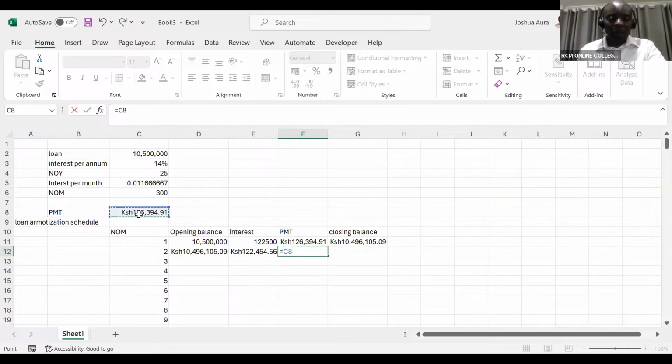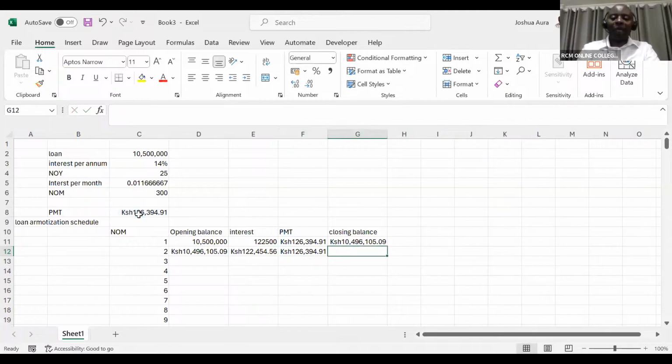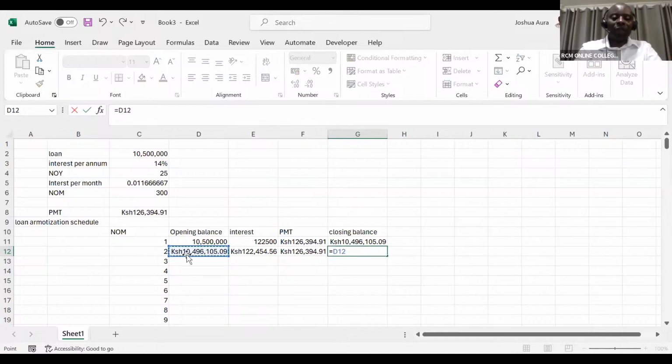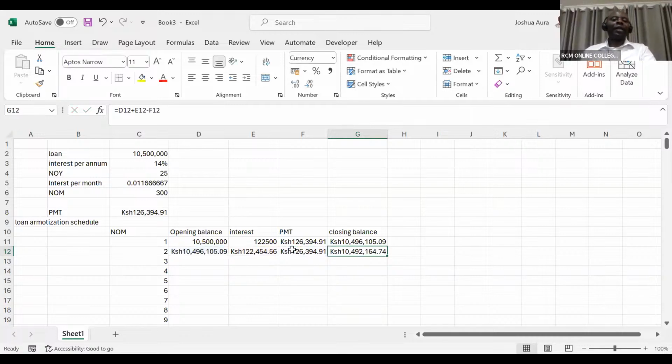It has to be locked, F4. From there, we go to the closing balance, which will be the opening balance plus the rate of interest minus the PMT, like that. So control enter, like that.